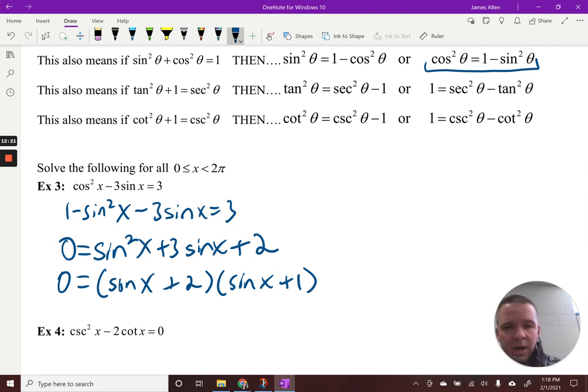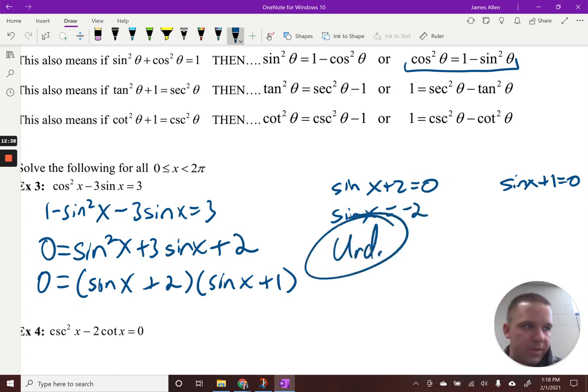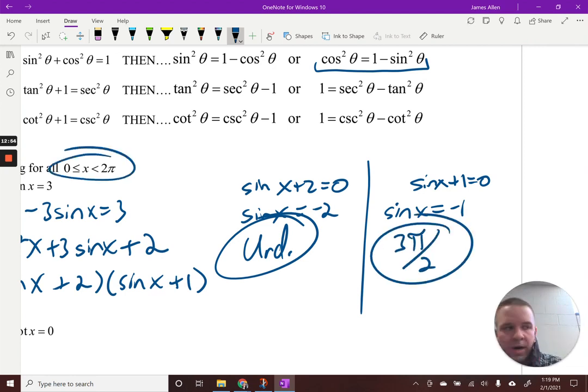All righty. So now I'm going to take sine of x plus 2 set equal to 0, and then sine of x plus 1 set equal to 0. So sine of x equals negative 2. When's that going to happen? Never. Undefined. Can't happen there. All right. Other one. Sine of x equals negative 1. When is that going to equal negative 1? That's my y coordinate. My quadrantals, that's at 3 pi over 2, and we are in radians. Cool. Awesome. Fantastic and wonderful. Let's keep moving.